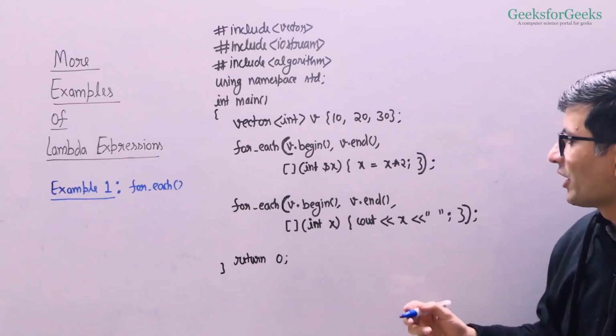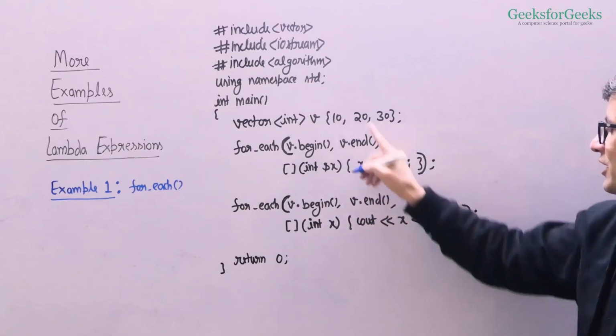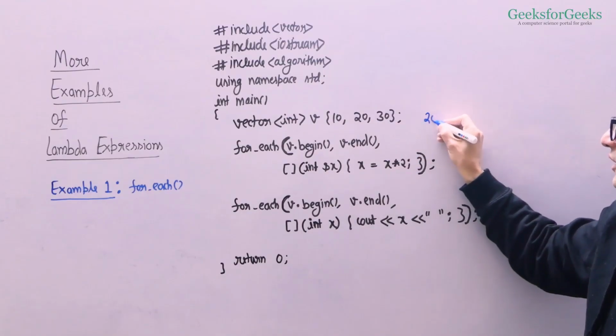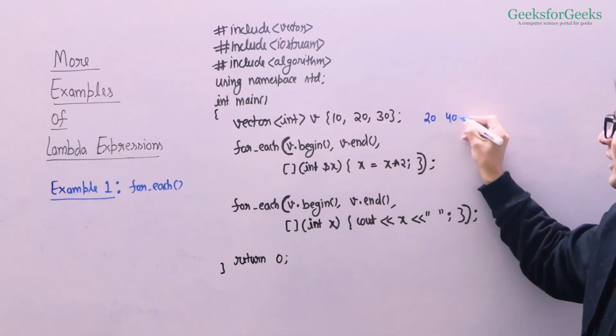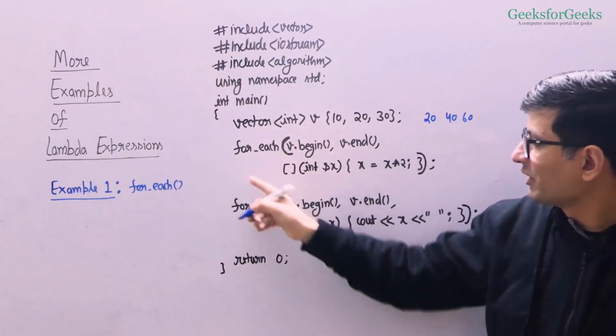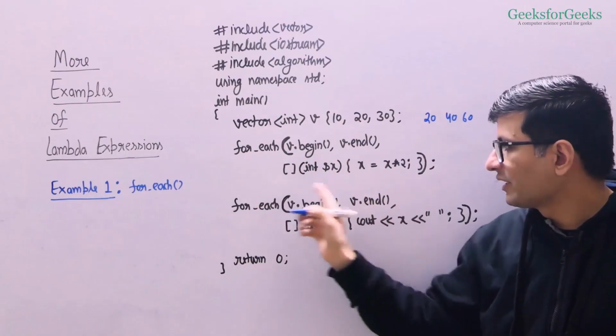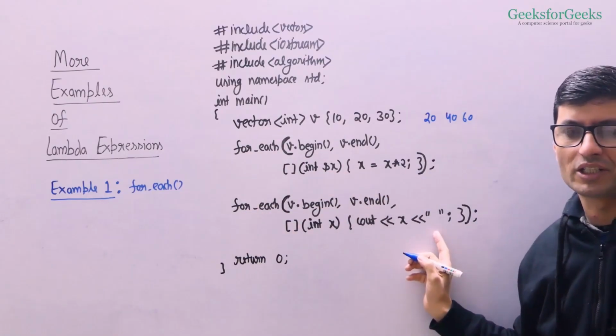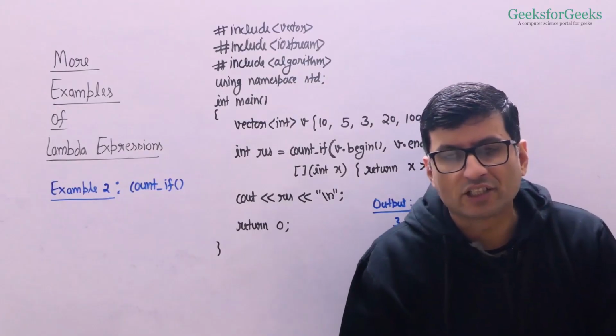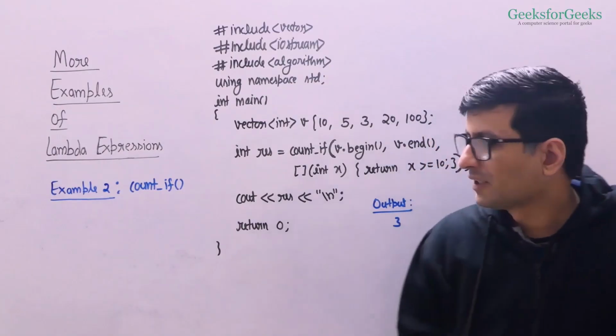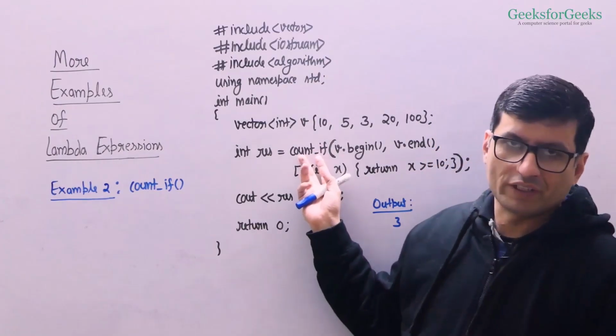So if we run this program, we are going to get the output as double of this element 20, double of this element 40 and 60. This operation will double every element, and this operation will print the doubled elements. Here is our second example of lambda expressions. Here I am using it with the countif function.